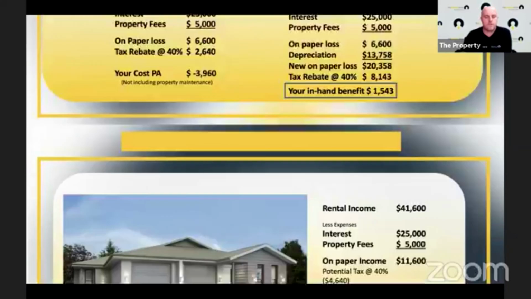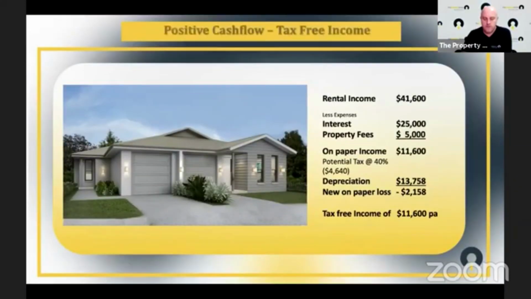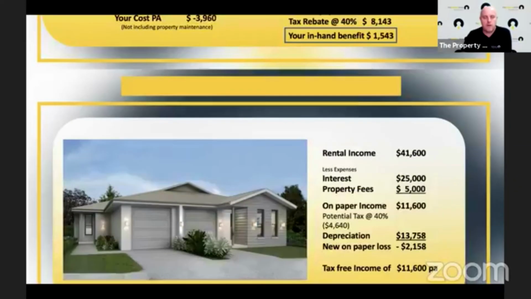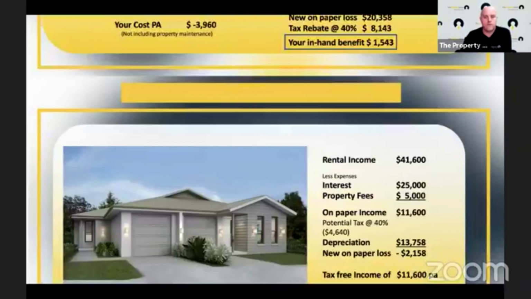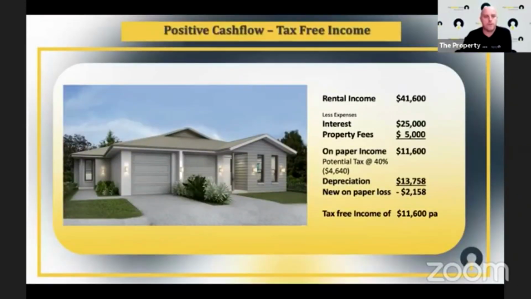All right, so another way. What I showed you before, this property on the right and the left, is what they would call a negative geared property. Negative geared basically means it's running at a loss to get you that tax benefit. But I want to show you what a lot of my clients are doing at the moment, and what I'm doing personally, which is positive cash flow tax-free income.